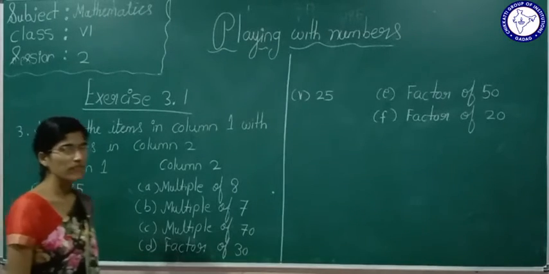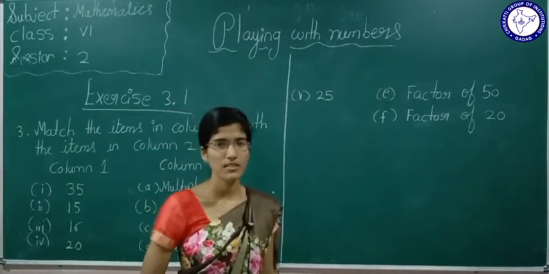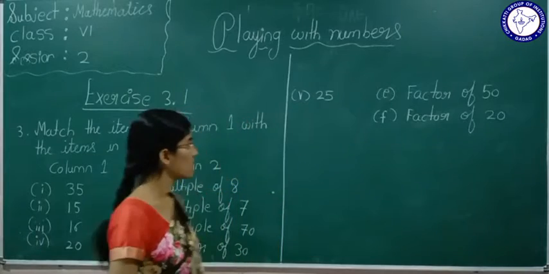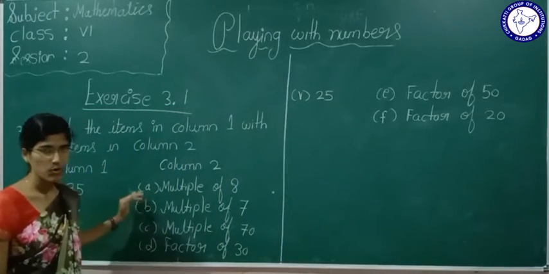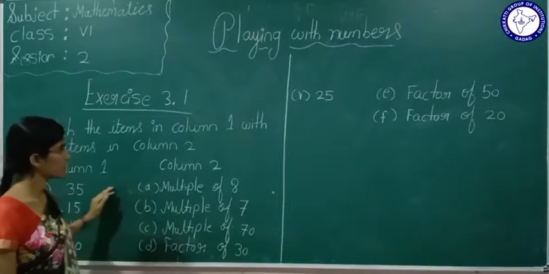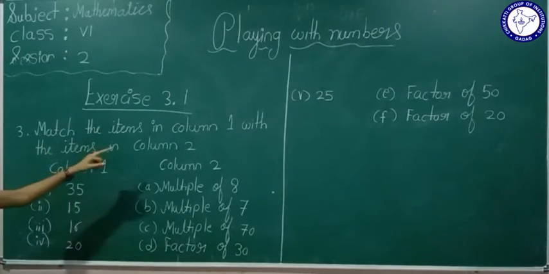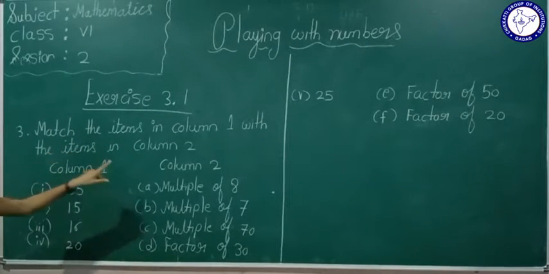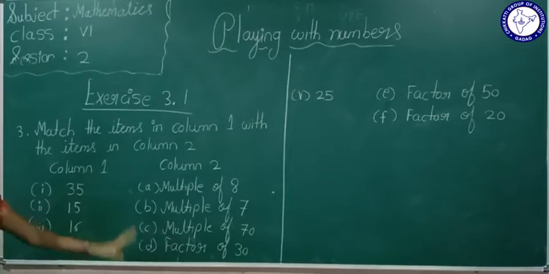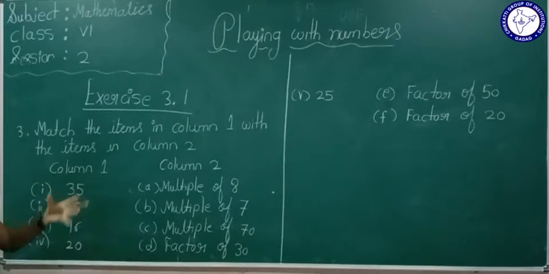In last class we were continuing exercise 3.1. Okay, so we are studying exercise 3.1. In today's class we will continue this. Now see here, match the items in column 1 with the items in column 2. Here column 1 and column 2 they have given, we have to match this.